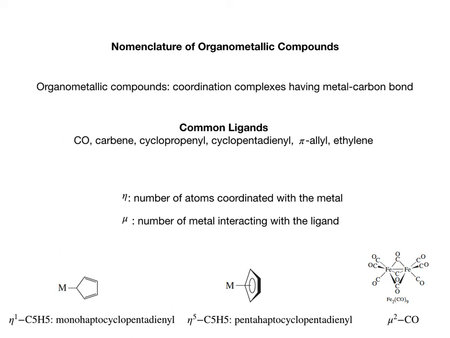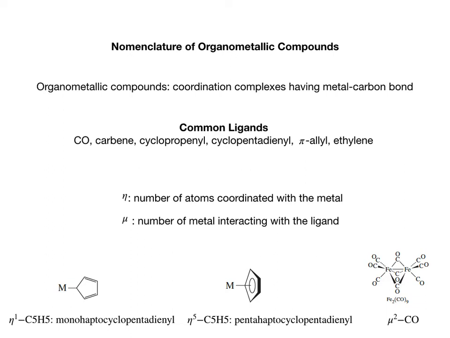So if you have cyclopentadienyl using one carbon atom to form a coordination bond with the metal, shown in the bottom left, we're going to call it monohapto cyclopentadienyl. Alternatively, the exact same ligand can choose to use 5 carbon atoms to interact with the metal instead. In that case, we're going to call it pentahapto cyclopentadienyl. And you may recognize this as the more familiar Cp ring we have encountered in ferrocene.